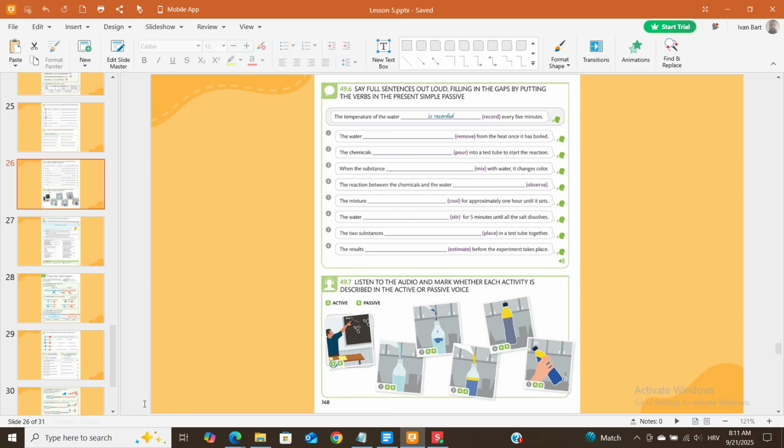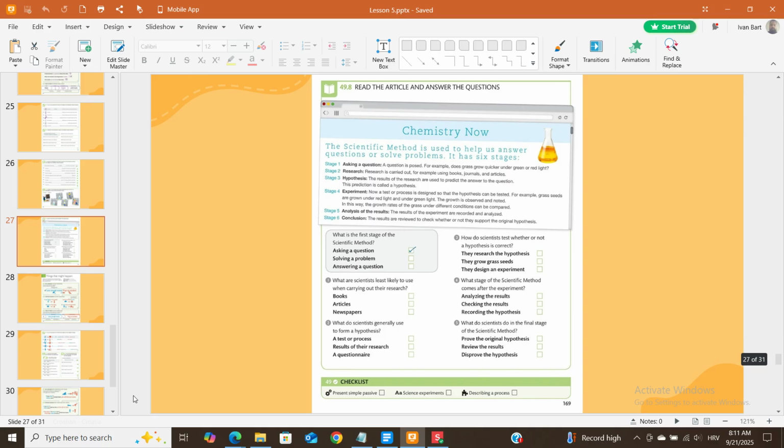49.7 Listen to the audio and mark whether each activity is described in the active or passive voice. A. Active. B. Passive. 49.8 Read the article and answer the questions.